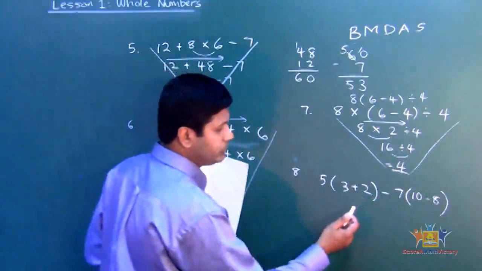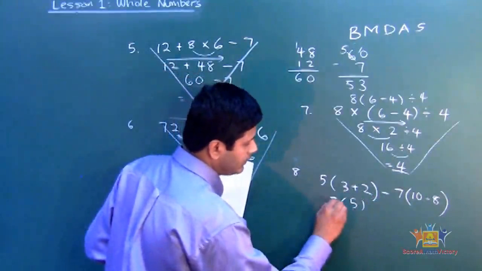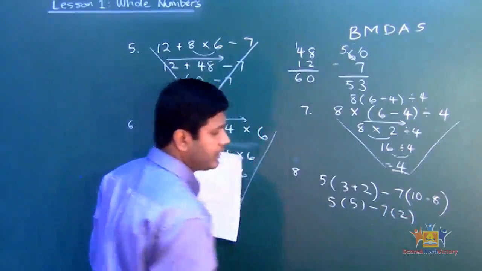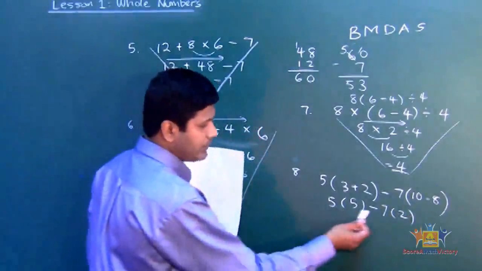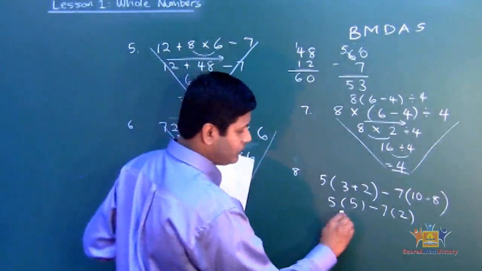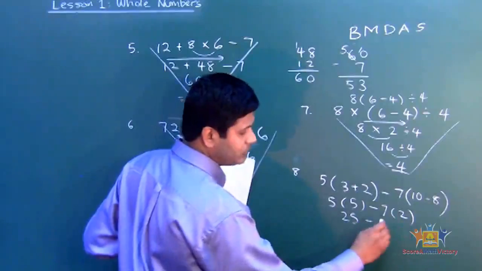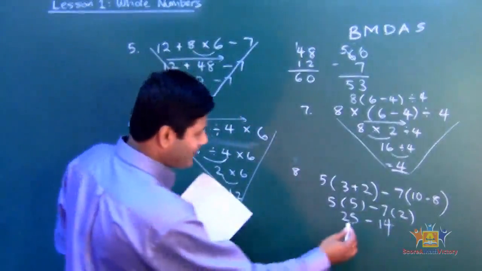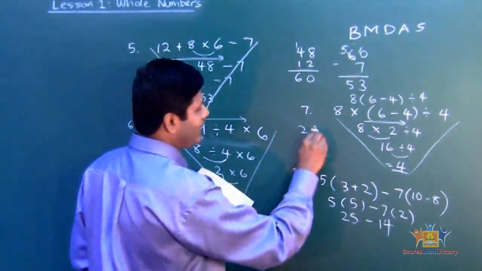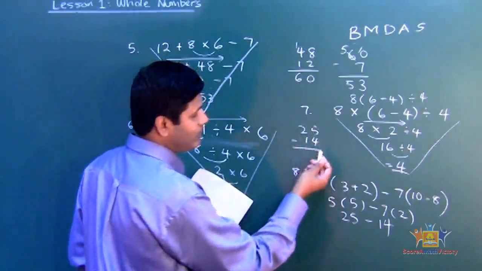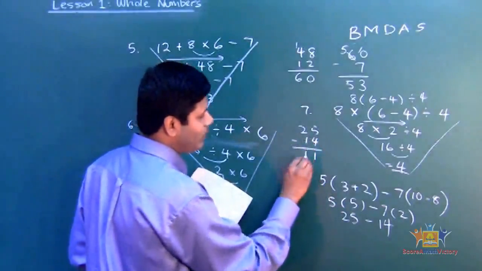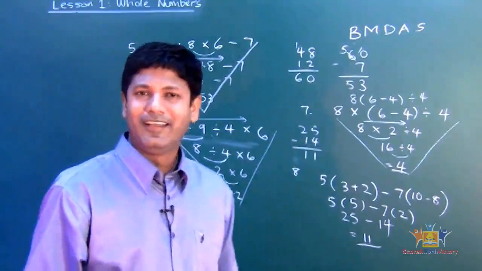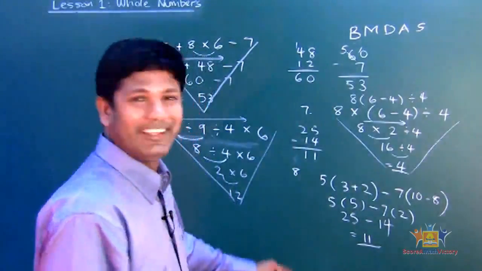So 3 plus 2 is 5. Minus 7. 10 minus 8 is 2. See that? Now I'm going to multiply. 5 times 5 is 25. 7 times 2 is 14. Pretty easy, isn't it? Then I'm going to solve this too. Line them up. 25 and 14, minus. 5 minus 4 is 1. 2 minus 1 is 1. That means 11. See that? Isn't that exciting? You got it?